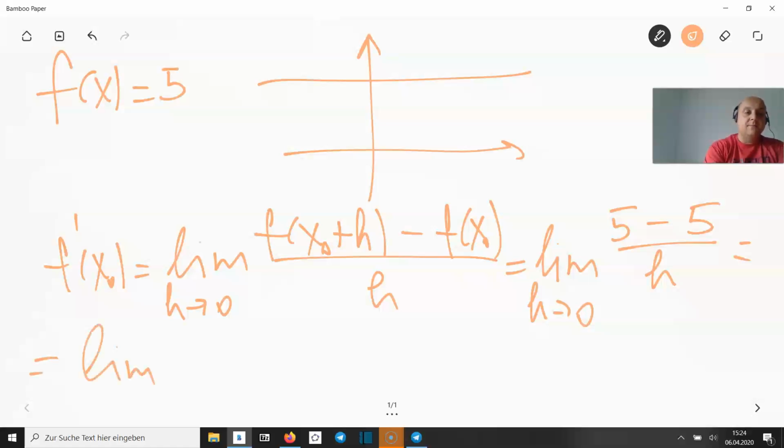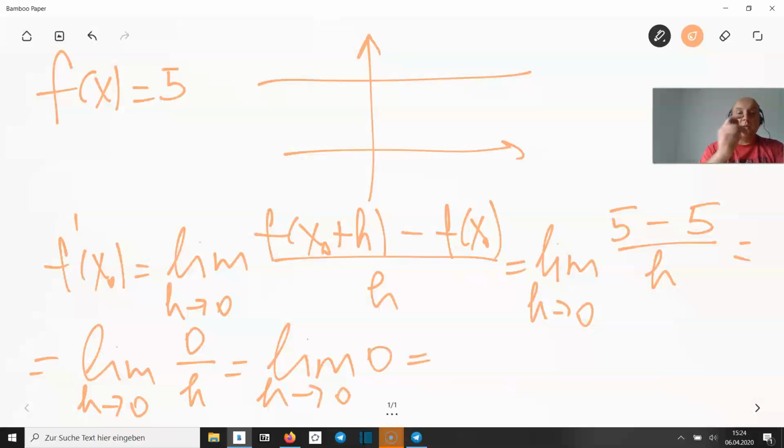That would be a limit h towards 0, 0 divided by h. That would be a limit h towards 0, just of 0. And this is a constant value. It's not changing. It's not dependent on h, so it's 0.